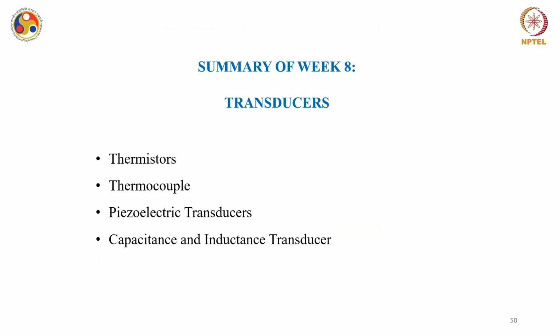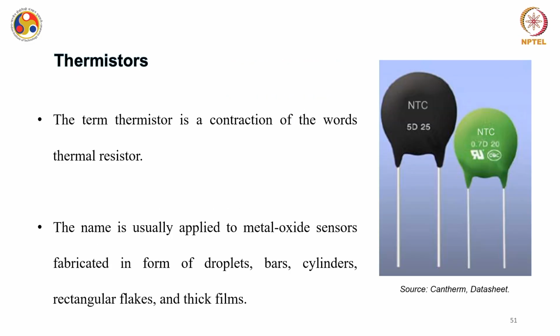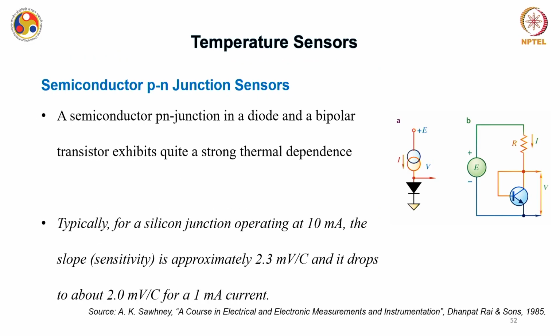In week 8 of the transducer module, we continued our discussion on thermistors, thermocouples, piezoelectric transducers, and capacitance and inductance transducers. For thermistors, we saw in detail what a thermistor is and how you can fabricate it. Then we also saw that a semiconductor PN junction sensor like a diode or a BJT working in different modes can exhibit different thermal dependence characteristics.